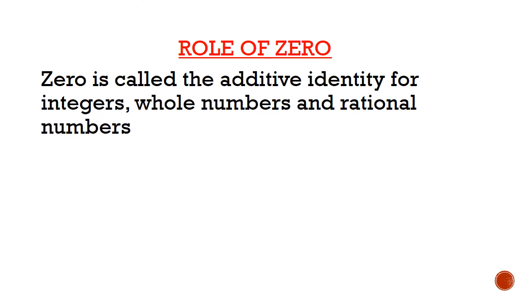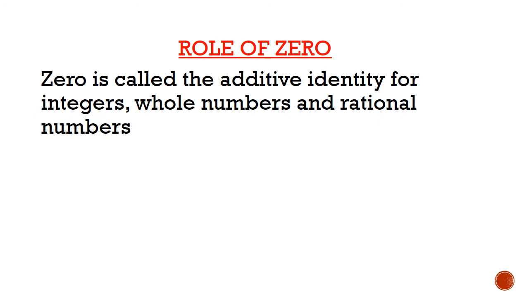Will it make any difference? Any number, when added to 0, you get the same number. Isn't it? You add 0 to 5, you get the answer 5. That means you can call 0 the additive identity for integers. Because for any integer, when you add 0 to that integer, it does not make any change in its value. You get back the same integer.